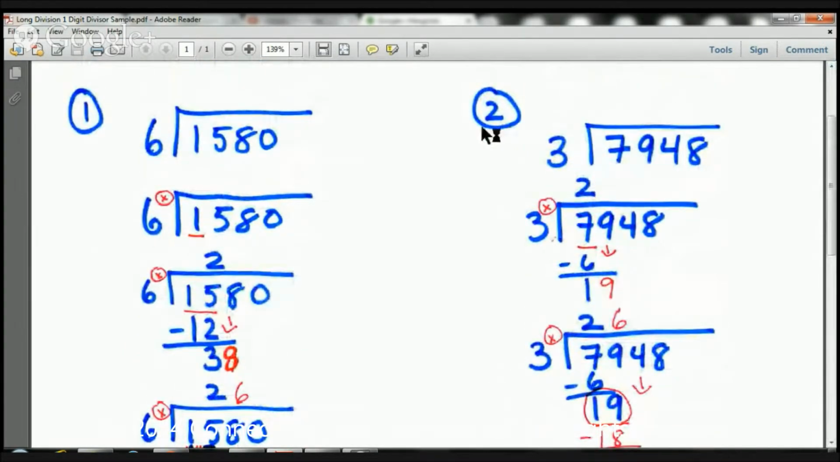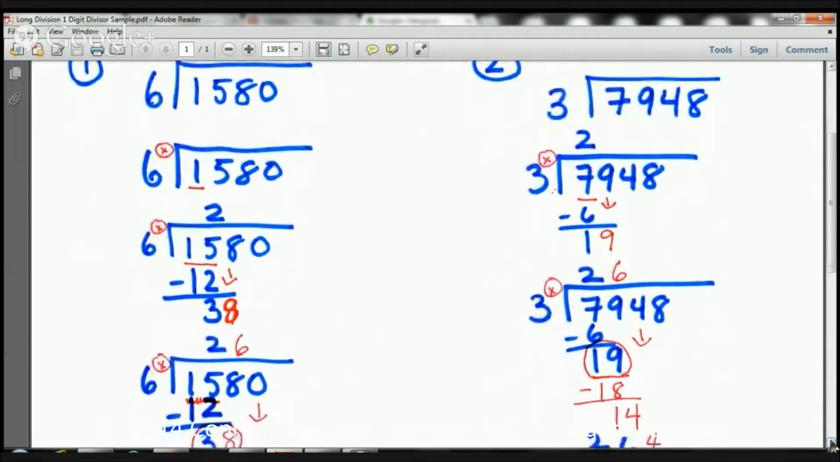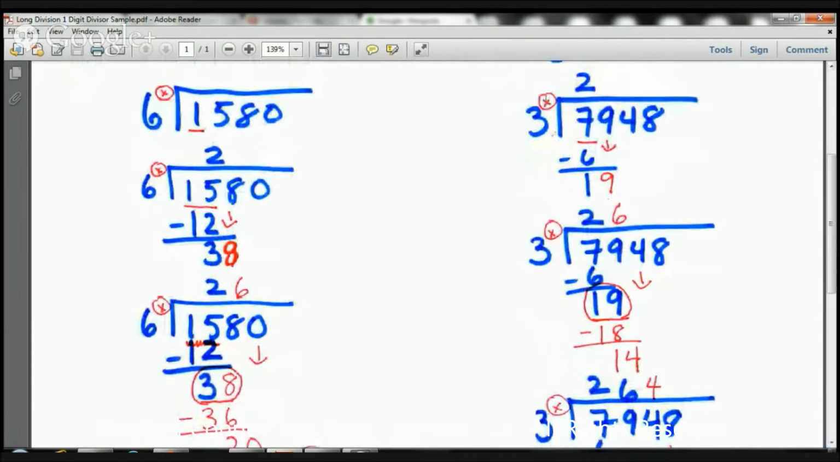We're looking at sample number 2. So now we have 7,948 divided by 3. Again, the first thing I'm going to do is put a little pretend multiplication sign right there, and then I'm going to say to myself, how many times can 3 go into 7? Well, 3 can go into 7 2 times, okay?